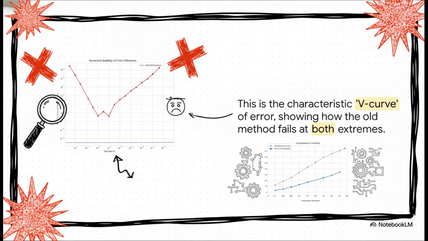And boom, here's the visual proof. This is the V-curve of error. And it shows you plain as day that you just can't win. Whether your step size h is too big over on the left or way too small on the right, your error just shoots through the roof. There's no sweet spot. There's just no safe place to stand.